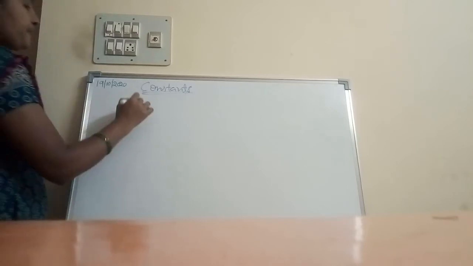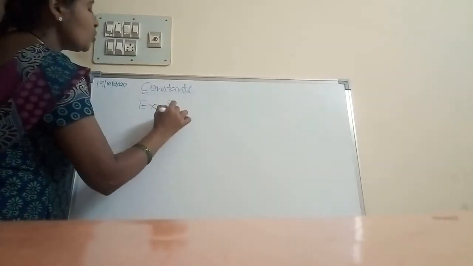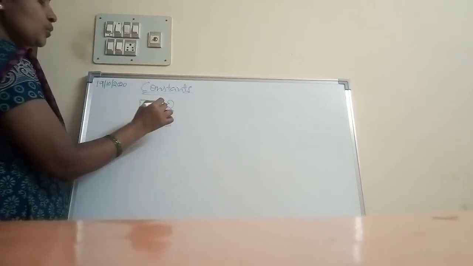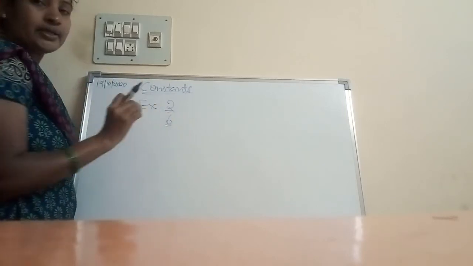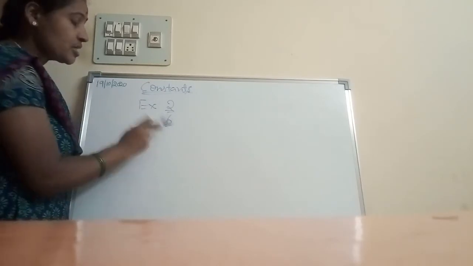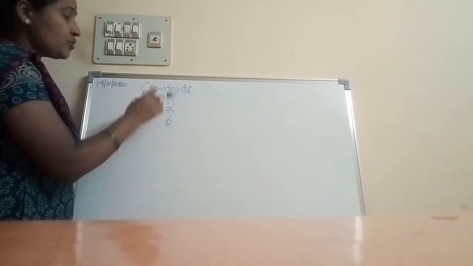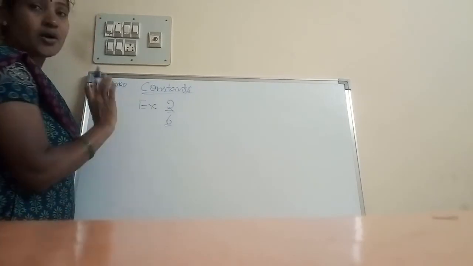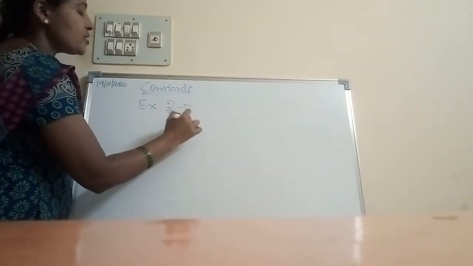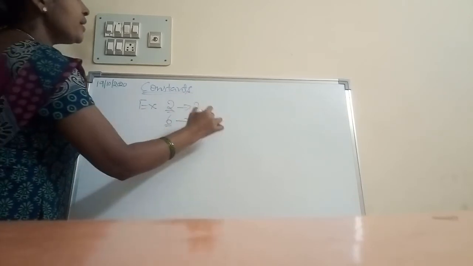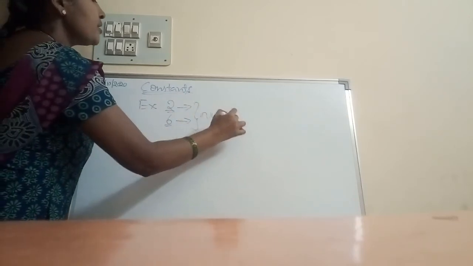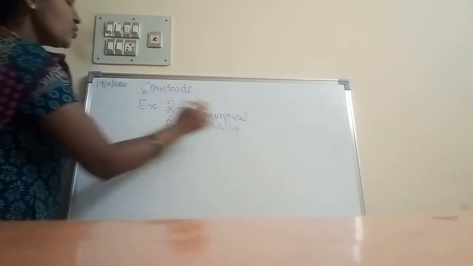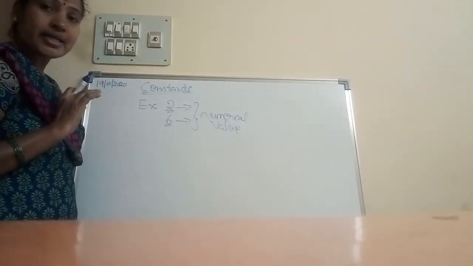For example, if I am writing 2, or another example 6. So 2, the value is 2 only. We cannot change the value of 2. We cannot change the value of 6, correct? So a symbol which is representing a numerical value is known as a constant. 2 is a numerical value, 6 is a numerical value. And there is no change in this value.